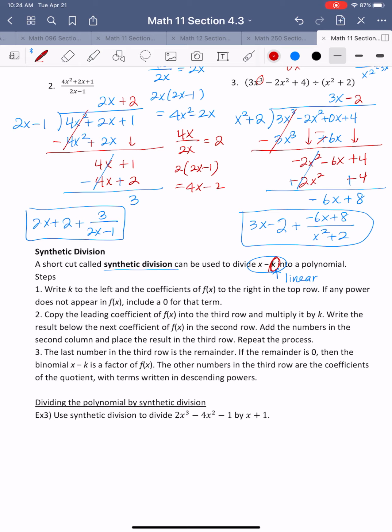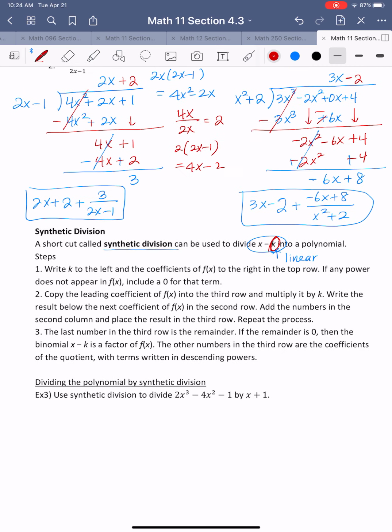So let's look at this problem. This is actually the explanation that I put above. I'm talking about this, so you can read it if you want, if you're confused. But I want to show you an example.